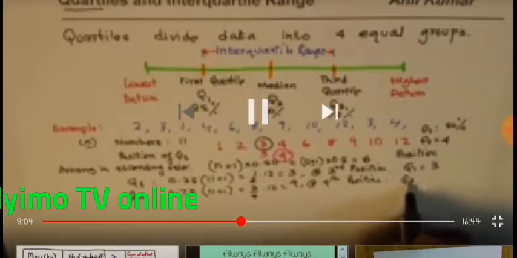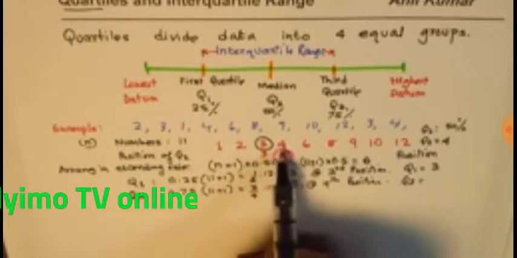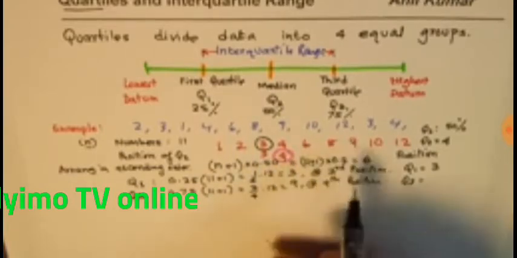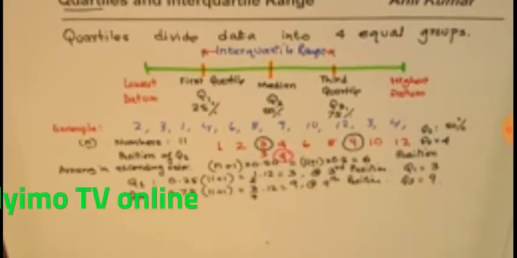So at 9th position, we have the third quartile. So let's count. 1, 2, 3, 4, 5, 6, 7, 8, 9. The number 9 becomes Q3. Do you see that? So likewise, we can find the first, second and third quartile from their position number. Now this was a simple case since we had odd numbers in our example.